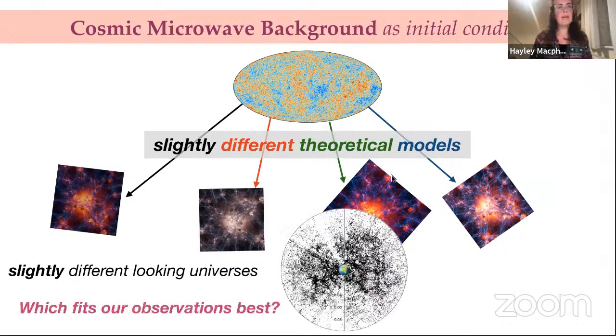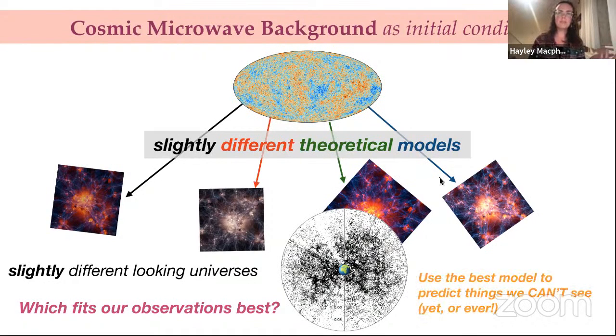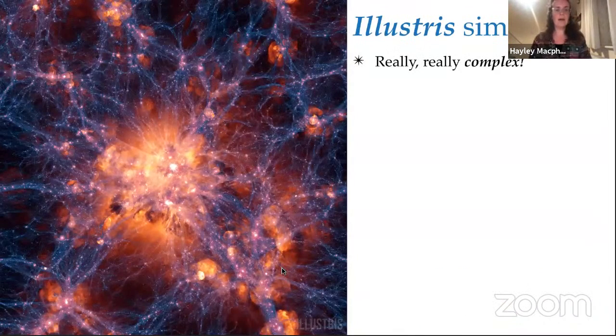And we can then compare each of these to our observations and see which one fits best. And then we know which of these models is the best model to describe our universe, and we can therefore use this model to predict things about parts or times in the universe that we can't observe. So this is the basic structure of most cosmological simulations, but I just wanted to go into detail about some of the best ones that we have at the moment.